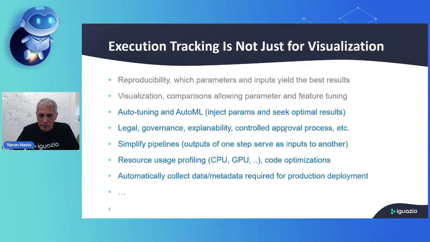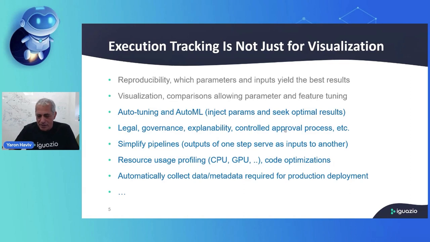So what we've seen is that execution tracking, I won't call it experiment tracking because it's essentially tracking what we're running, is not just for visualization, although this is really where it started. There are additional applications for all this data and metadata and artifacts that we're generating in our experiments. And those are some examples. For example, if we want to run AutoML or hyperparameter tuning, the fact that we can inject parameters and measure the outputs allows us to create a feedback loop and run loops, so essentially run over and over and over until we get the best results.